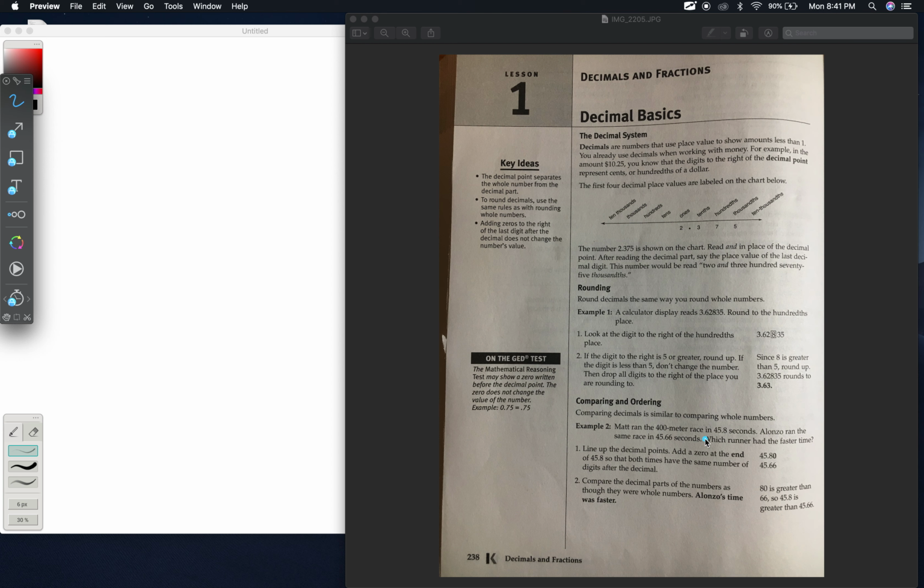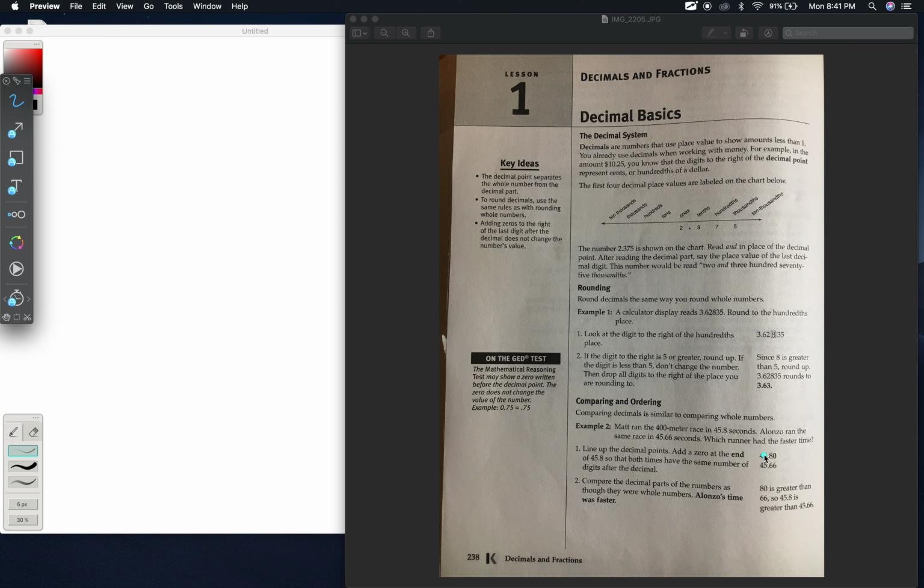Funny thing, just to let you know about this, when I was looking over it before I did this video, I accidentally chose the largest number. But when you're actually racing, you're trying to choose the smallest number, because whoever makes it in the least amount of time wins. So there's a little blunder that, if you're not thinking, you can make. Okay, so compare the decimal part of the number as though they were whole numbers. Okay, it says Alonzo's time was faster.